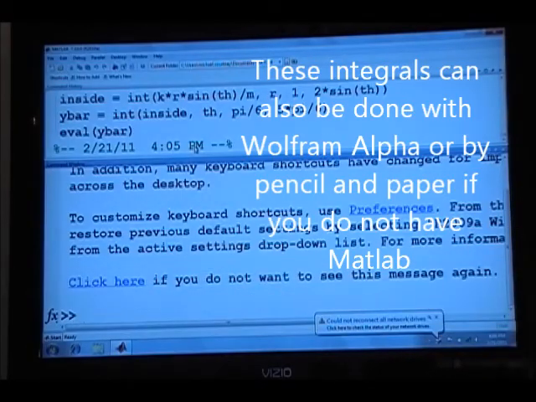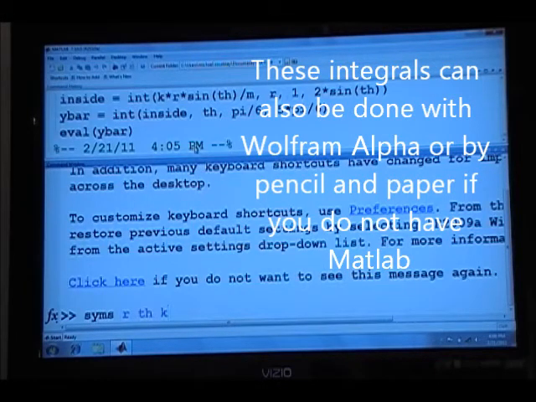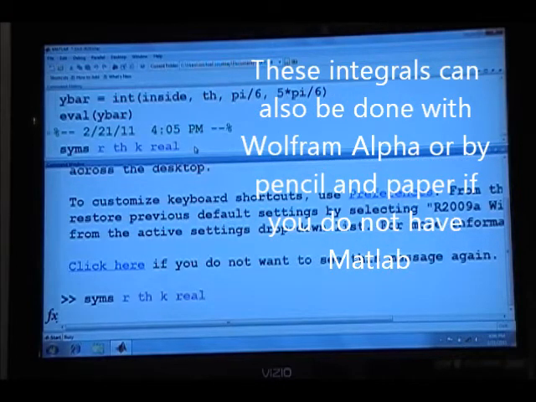Okay, so here we have MATLAB up and going, and we need to enter a sequence of commands to evaluate the integrals of interest. So let's begin with syms, and we're going to define r, theta, and k as our real variables, and r and theta are our variables of integration. So the first thing we need to do is evaluate the mass integrals.